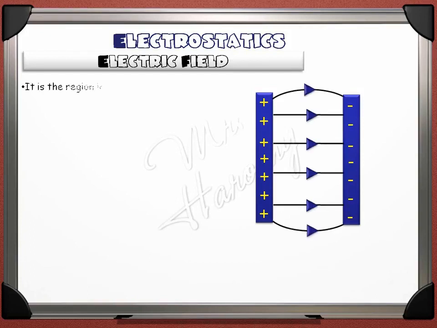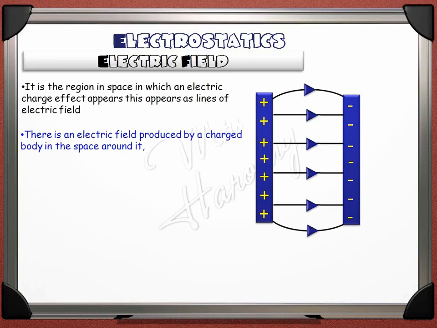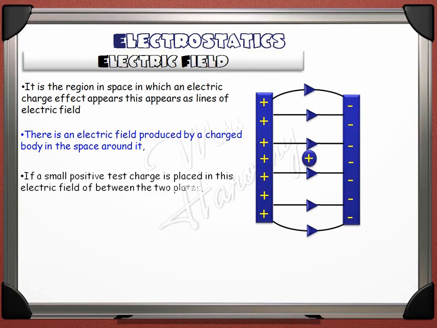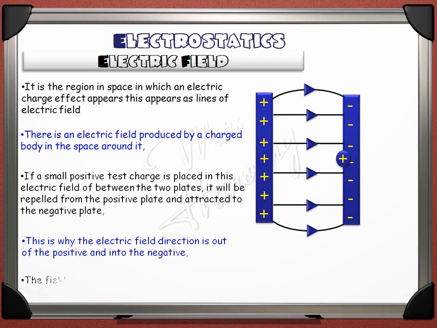The electric field is defined as the region in space in which an electric charge effect appears. This appears as lines of electric field. There is an electric field produced by a charged body in the space around it. If a small positive test charge is placed in this electric field between the two plates, it will be repelled from the positive plate and attracted to the negative plate. This is why the electric field direction is out of the positive and into the negative. The field is stronger where the lines are close to each other.